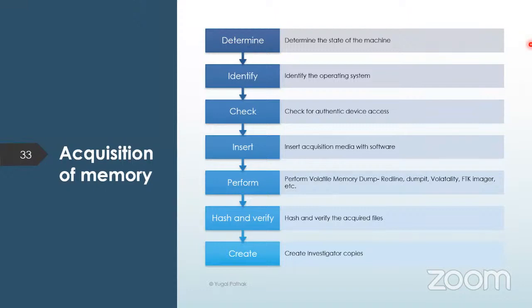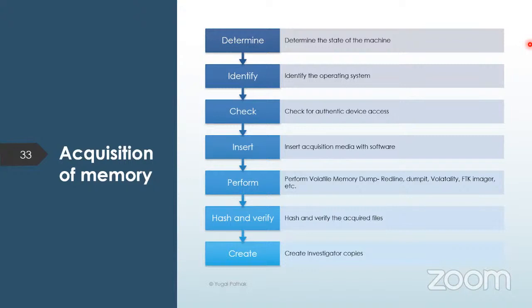Now, determine the state of the machine, whether it is open or closed. Now, identify what operating system is running on it. If it is any third-party operating system, you have to check what the kernel is based on: Linux, Windows, or Mac. Then check for authentic device access. You have to have the administrator rights. The admin privilege account is required. You cannot do it from a guest account.